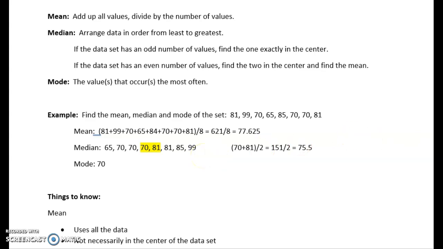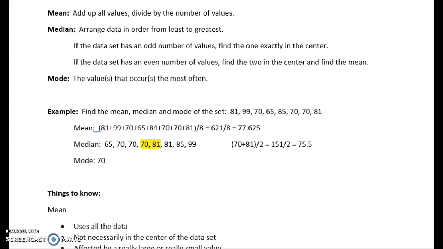Now, since this is an even number of data, there are 8 values here, there's not one in the center. The center is right here between 70 and 81. So in order for me to find that value, I can take the two values in the center, 70 and 81, and I'm going to find the average of them. So I have that over here, 70 plus 81 divided by 2, because there are 2 of them. Again, I'm just working on these two numbers now. So add those together first to get a sum of 151, then divide by 2, and I have 75.5. The median should not be rounded.